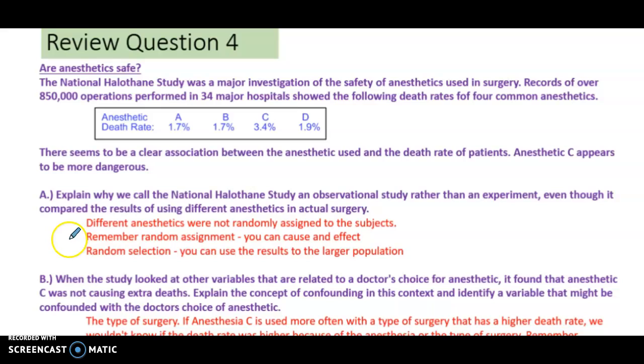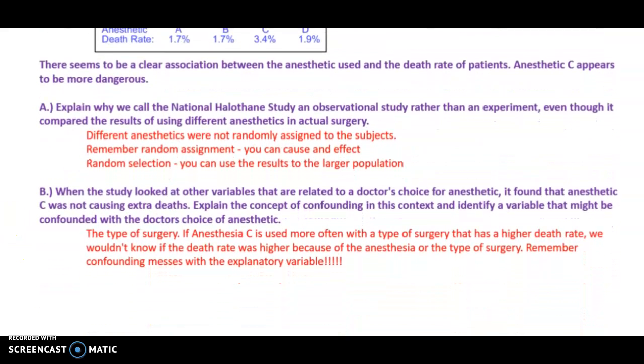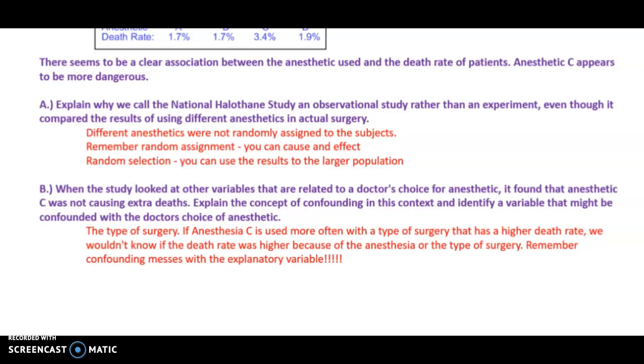Okay, and remember there are 2 important aspects of experimental design. What does random assignment do? Random assignment allows you to establish cause and effect between the treatment and the outcome, and random selection allows us to use the results towards the larger population. If there's no random selection, you can only apply it to those in your group, okay?